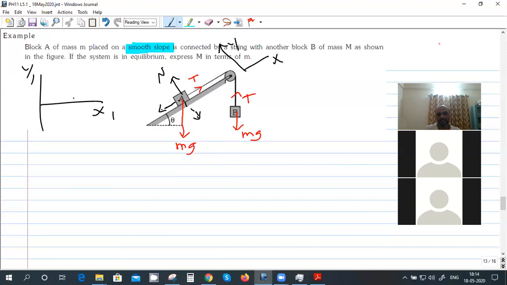If you choose x1, y1 as reference, then you have to split N and T. Both N and T will have components. Is it clear? Okay. So for block A, the XY coordinate will be simple. For block B, X1, Y1 will be simple. Is it clear? So for block A, use the XY coordinate system, and for block B, use X1, Y1. Once you write the equation, it does not matter which coordinate system you choose.